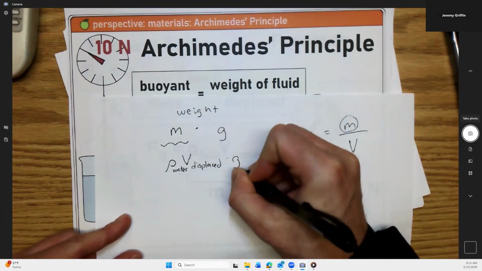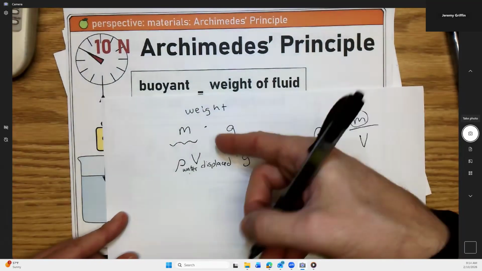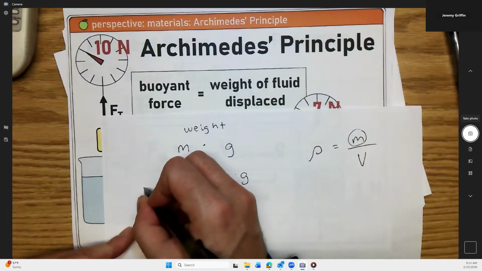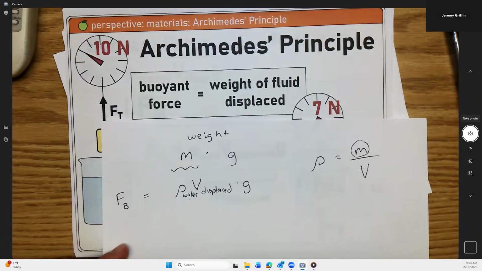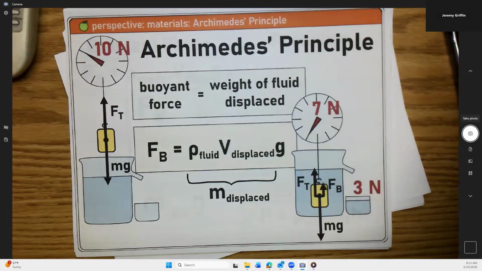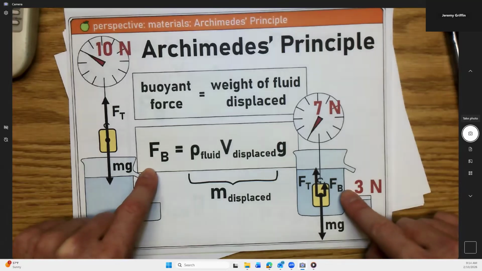Okay, and then g. This is the weight of the displaced fluid in this case, which is also equal to the buoyant force. That's Archimedes' principle. All right, so that's what we got right there. And this upward acting buoyant force is always going to push up.